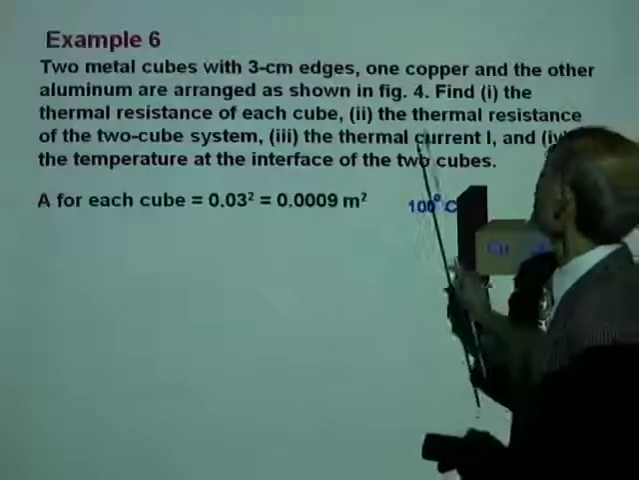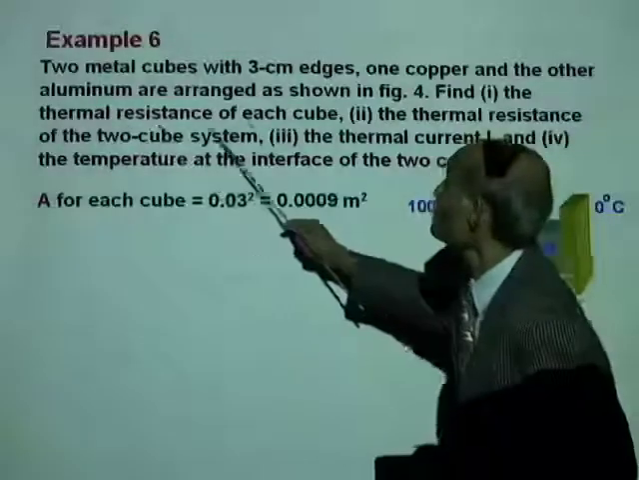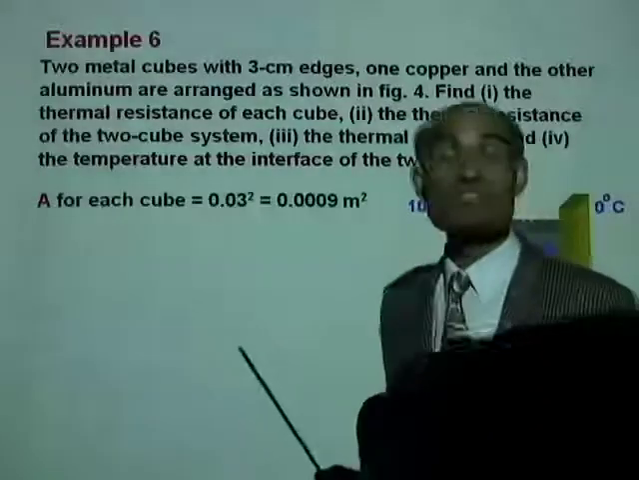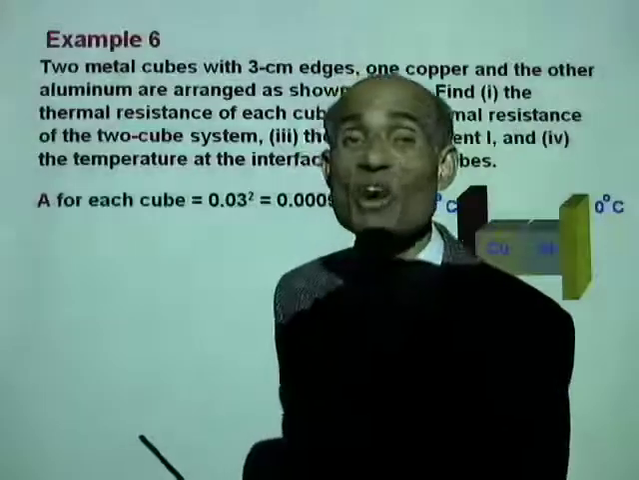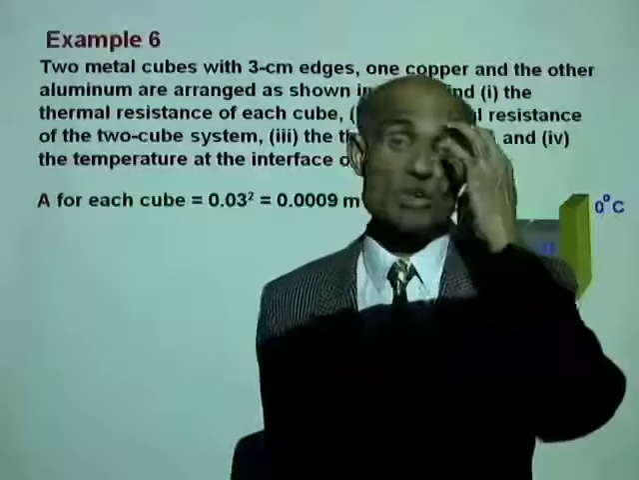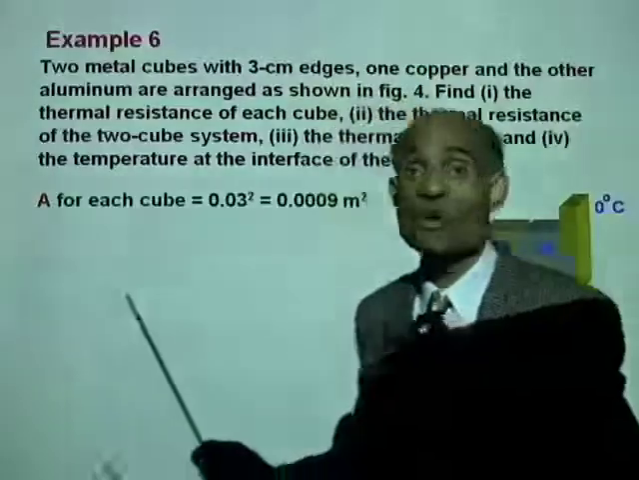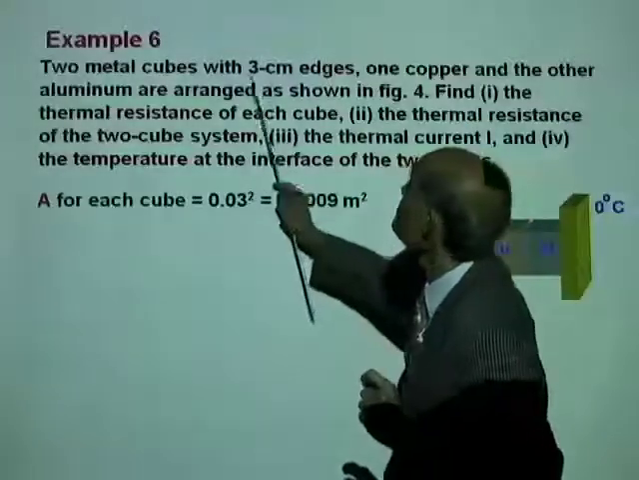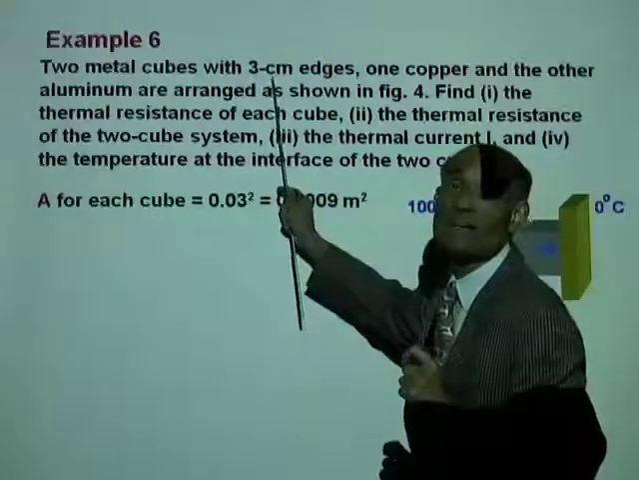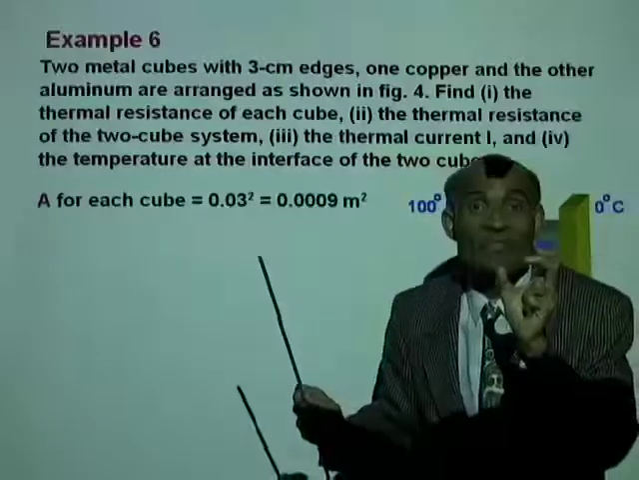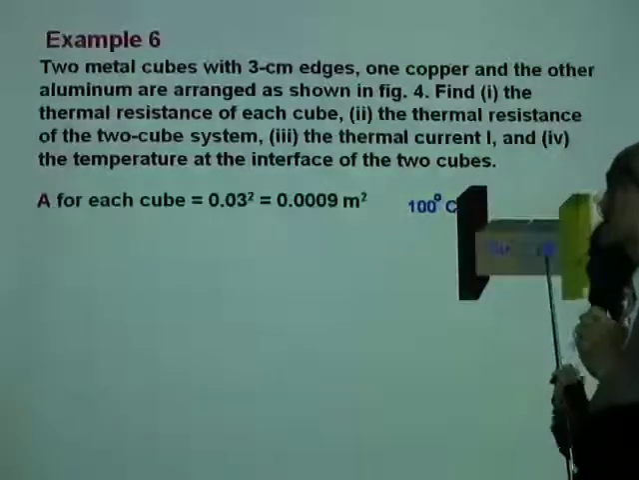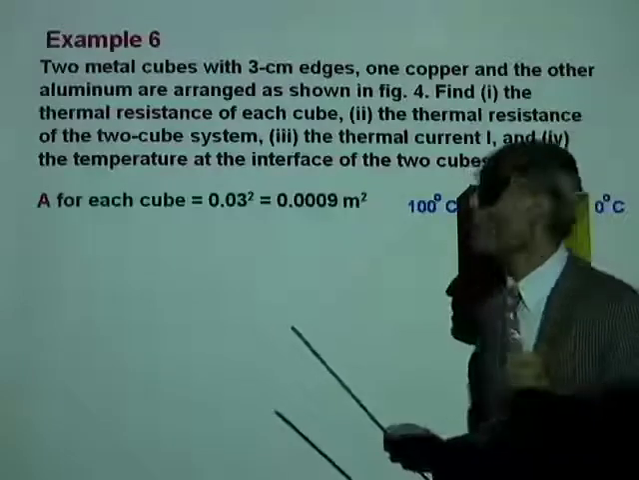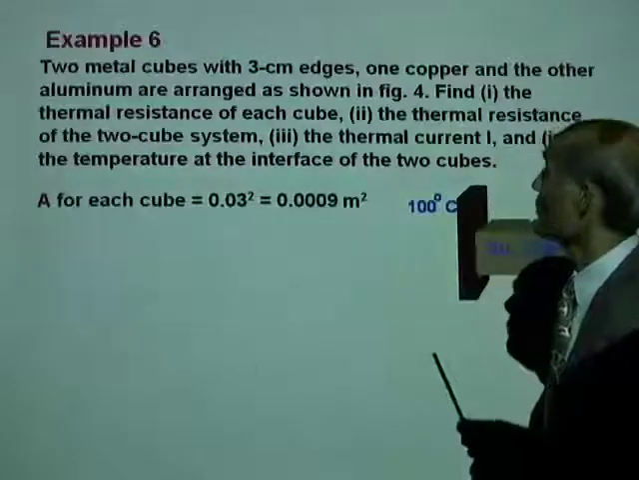What do we need to find? Find the thermal resistance of each cube. Well, the thermal resistance is delta X over Ka. So we need to know the delta X for each cube. Remember, each side is 0.03 meter. That means that is your delta X. And K for copper and K for aluminum we know. Right? Okay, let's put down the result.